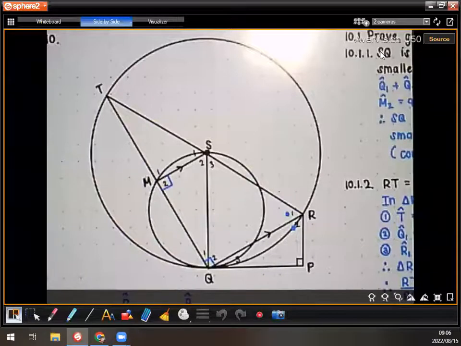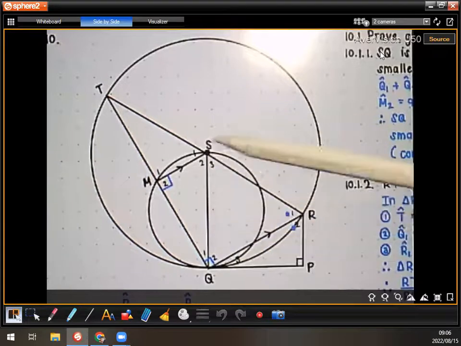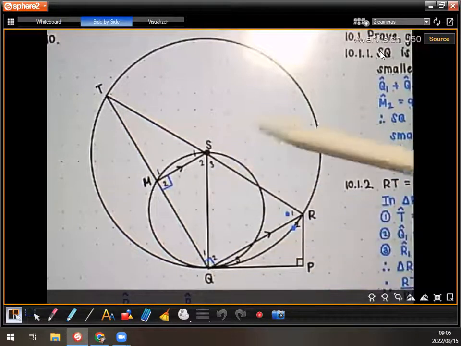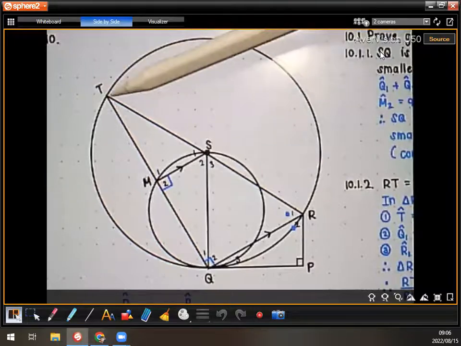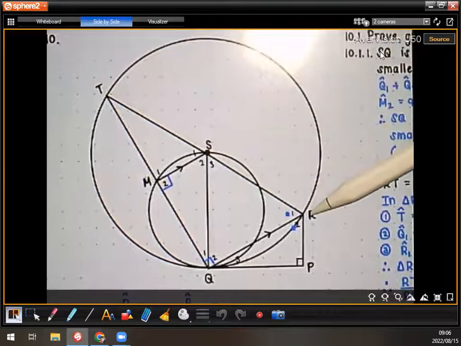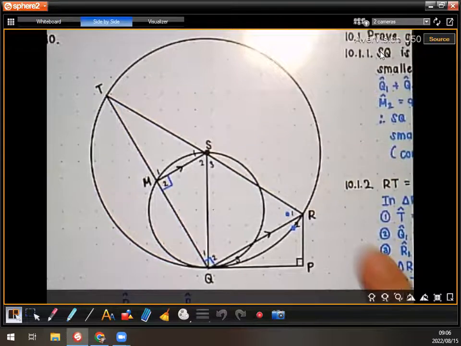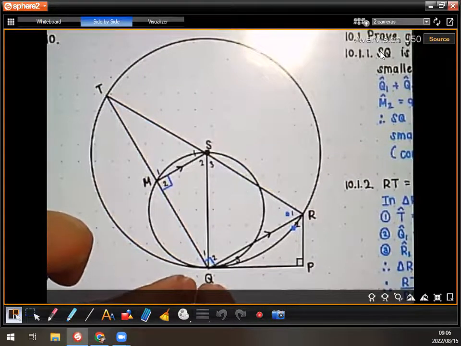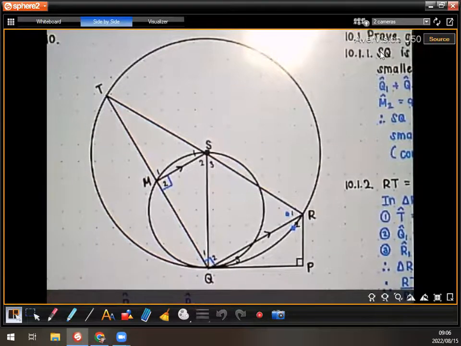Okay, for question 10.1.1, they wanted you to prove that x2 is the diameter of the smaller circle. So guys, what I did there is I looked at TR, that they told us is the diameter of the bigger circle, right? And we know that the diameter subtends a 90-degree angle, right? And that's what I did there.